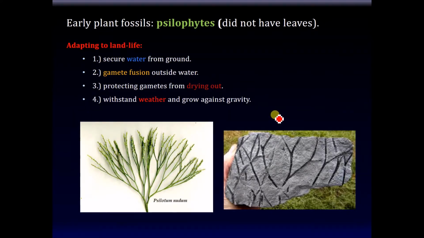One of the adaptations that they had to make is that they had to secure water from the ground. If a living thing lives in water, there's no trouble finding water because it's everywhere. But plants that live on land have to dig their roots into the ground to find and absorb the water from the ground. And some plants, like cactus in the desert, have to work really hard to find that water from the ground.